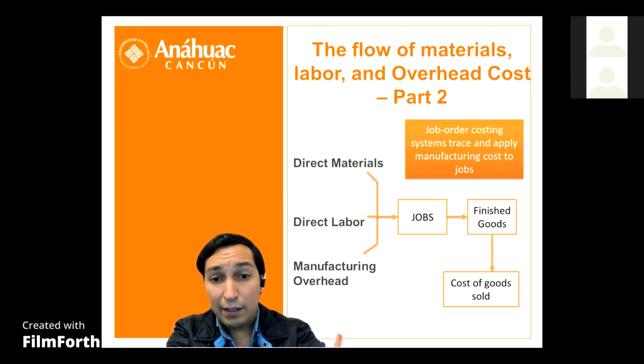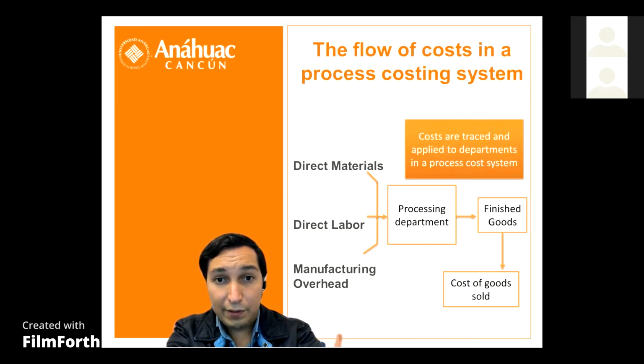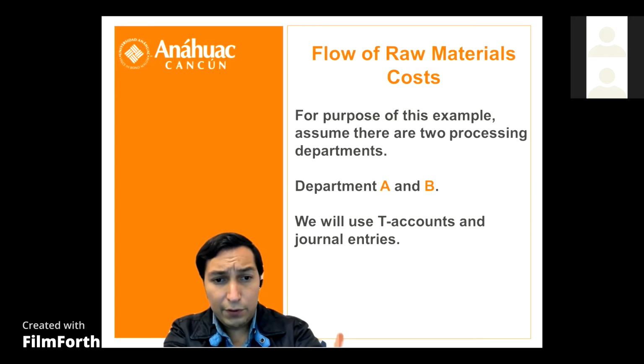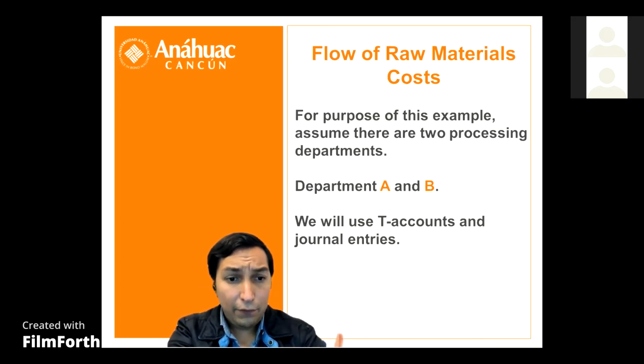If we're looking at it in a process costing environment, it looks like this: our costs are going to be traced and applied to departments. So direct materials, direct labor, and MO will be applied into the departments. Then when it's done, they will pass to finished goods, and then it gets sold. So a lot of similarities in here. So we are going to look at our flow of costs.